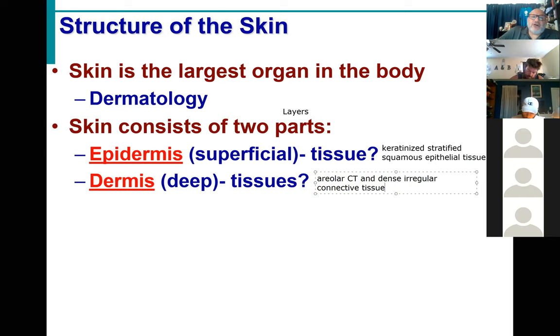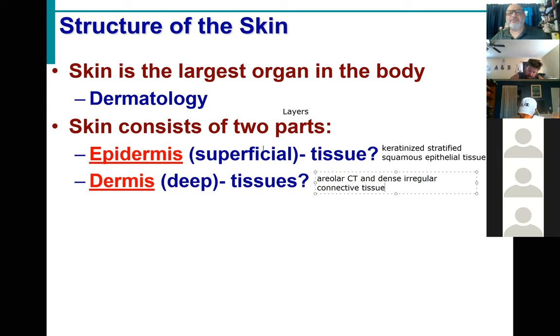The skin is our largest organ of the body, and it is primarily just made up of these three layers of tissue: a keratinized stratified squamous epithelial tissue, a thin layer of areolar connective tissue, and a dense irregular connective tissue. Biggest organ in the body, and it's pretty simple, pretty straightforward.